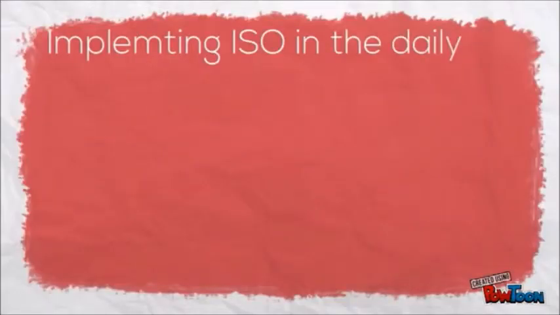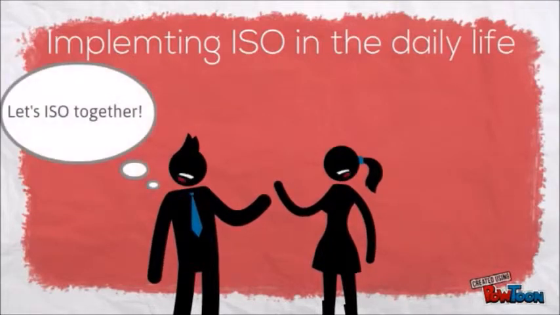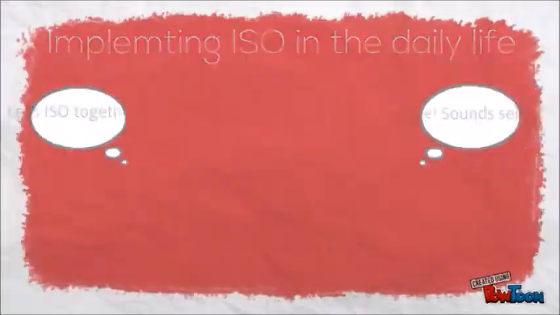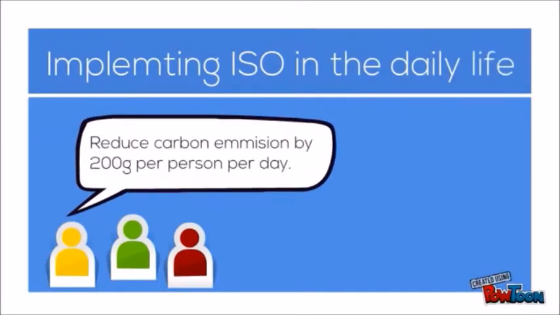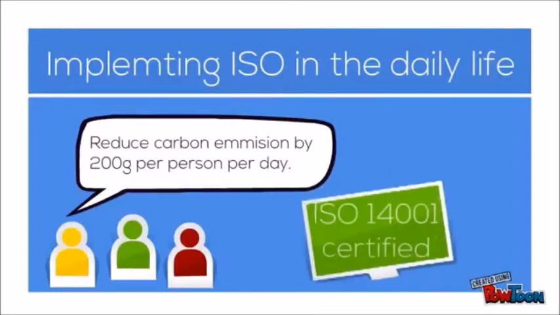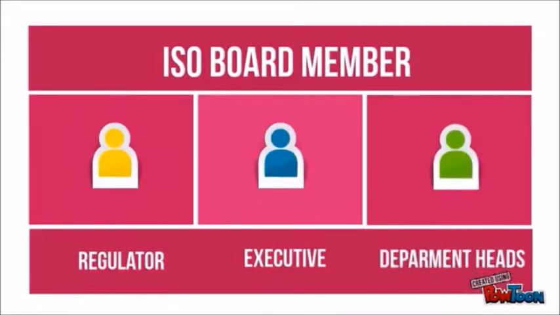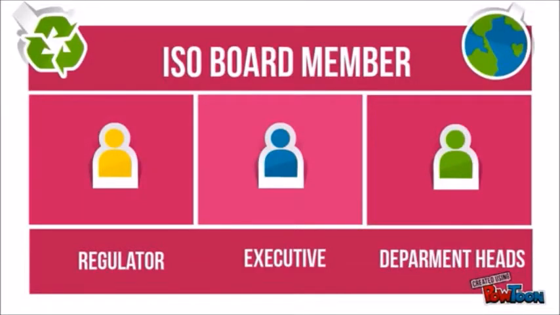ISO is not just a regulation. It is important that employees implement it into their daily lives. For example, employees are asked to reduce carbon emissions by 200 grams per day per person at the beginning of 2014. The ISO certified mark is also printed on their business cards to promote the company. The company itself has an ISO board to make sure it is aligned with the regulations. Each department is asked to participate in the board.